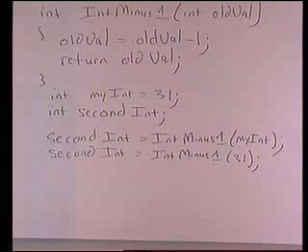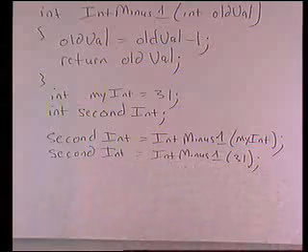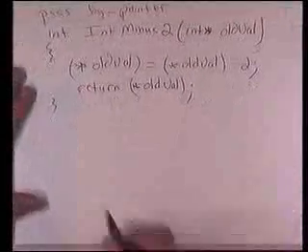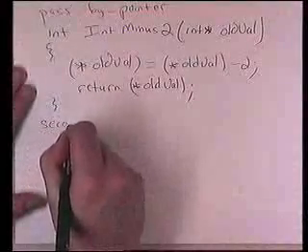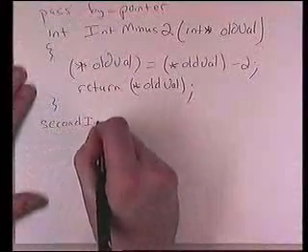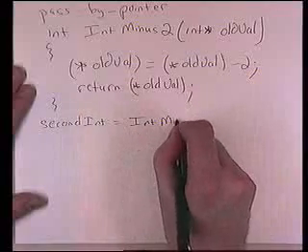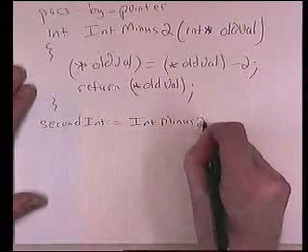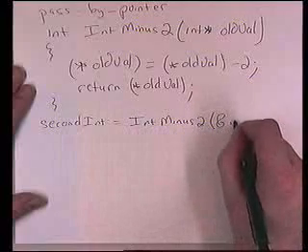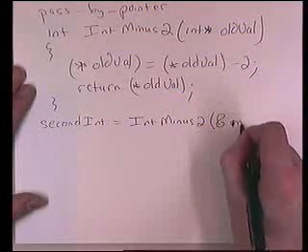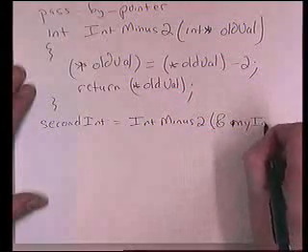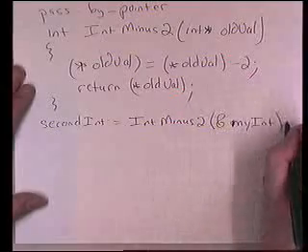We'll have the same kind of choice in the second example. The equivalent of the second line would be if we took the address directly and said second int equals int minus 2, and passed in the address of my int, and we've seen the address of operator before.